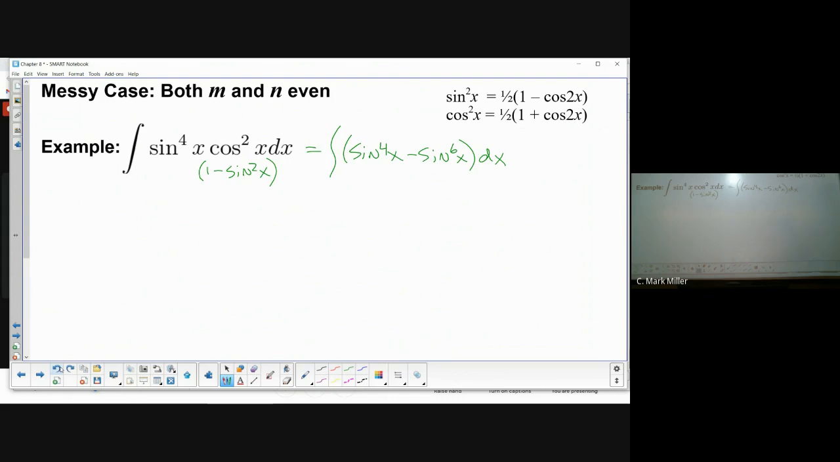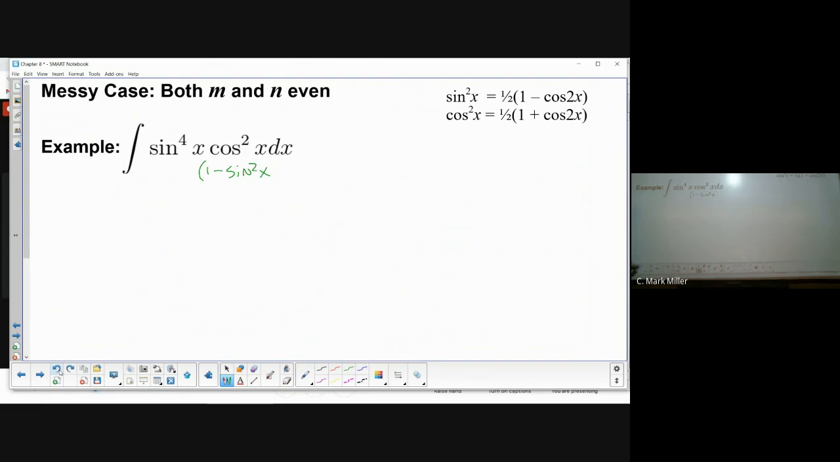Conveniently, I would like to have sine to the fourth times a cosine, but I don't have the cosine. You see, I don't have that odd power to peel one off. Sine to the sixth, I'd like a cosine, but I don't have it. So all that green goes away. What do you do?